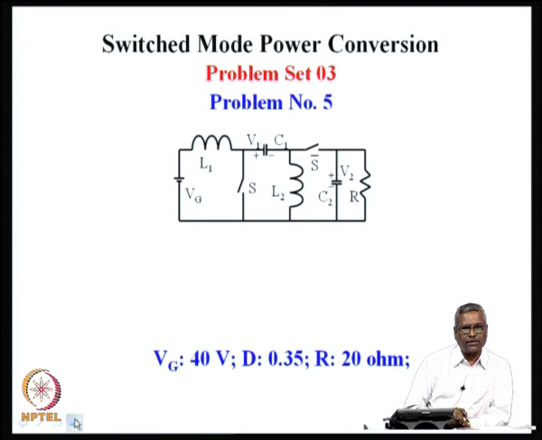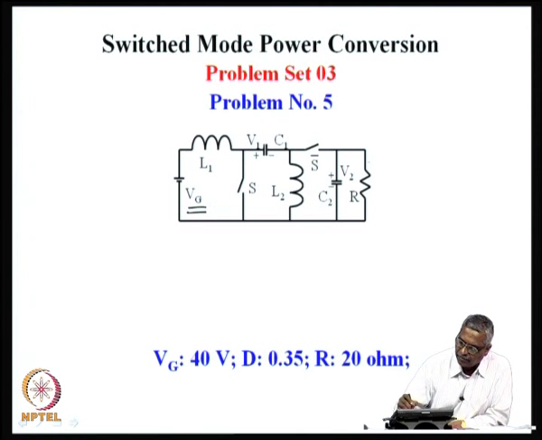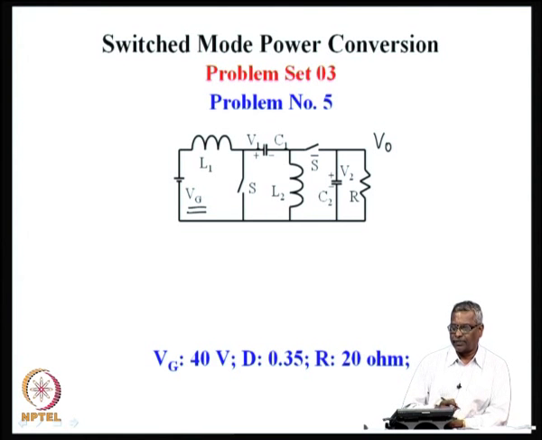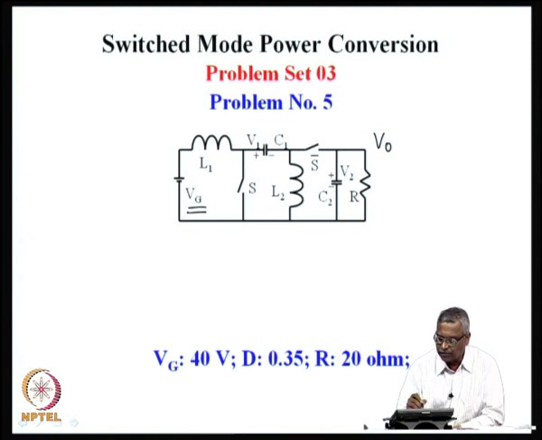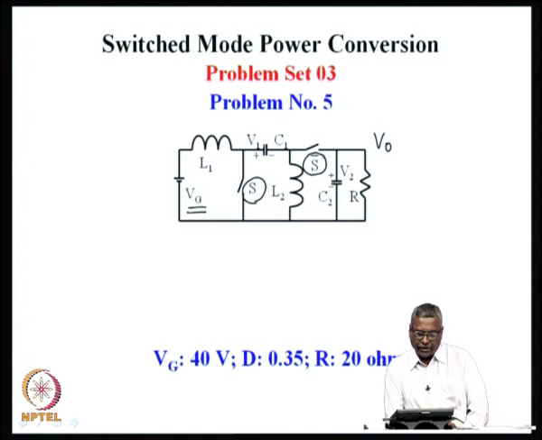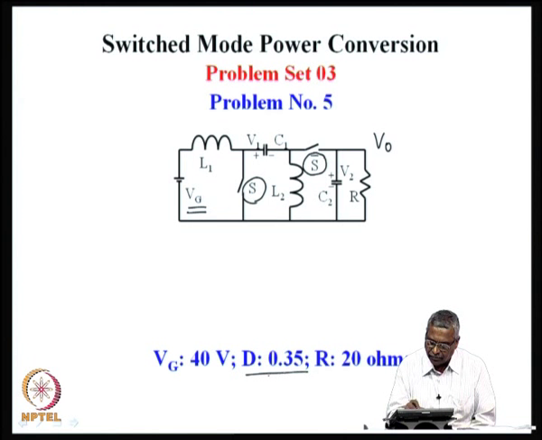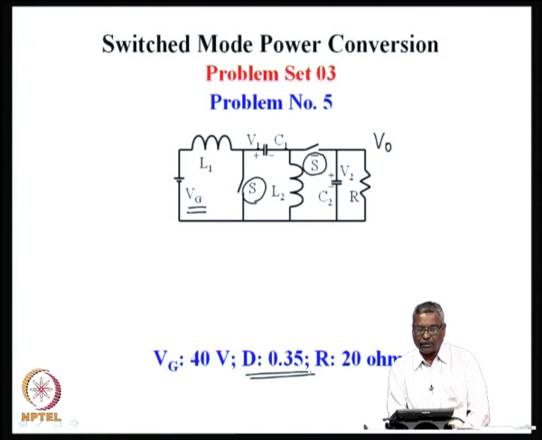Here this is also a non-isolated power converter. From the source voltage of Vg, we deliver an output voltage of V naught. Now, it consists of two switches, S and S bar. S is on during the on time, and S bar is on during the off time, and it has totally 4 energy storage elements. Unlike the earlier ones that we had seen, it has L1, L2, C1, C2, and then finally the load which is receiving the power.